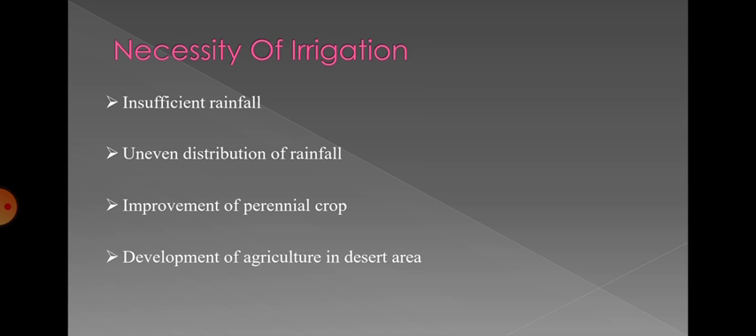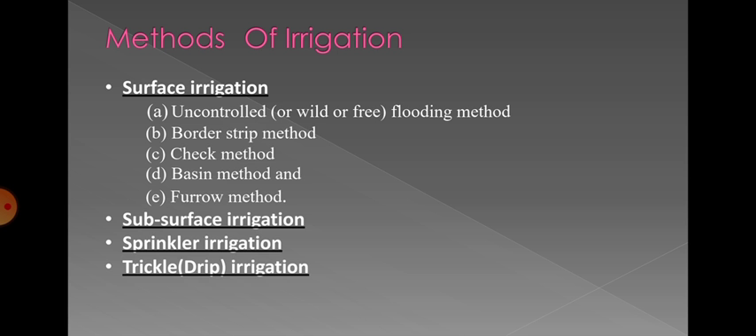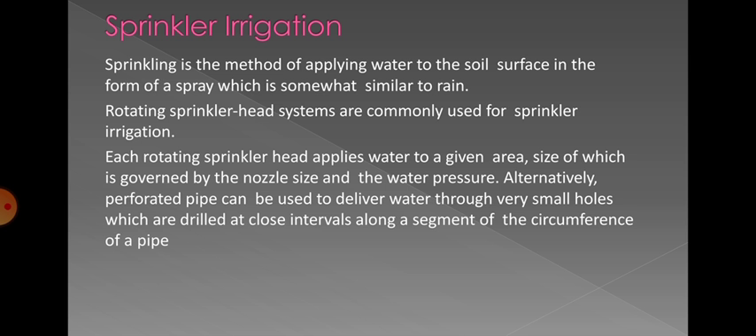There are some necessities of irrigation, that is, insufficient rainfall, uneven distribution of rainfall, improvement of perennial crops, and development of agriculture in desert areas. There are some methods of irrigation: surface irrigation. In surface irrigation, controlled flooding method, border strip method, check method, basin method, and furrow method we have already discussed. And now we'll discuss sprinkler irrigation.